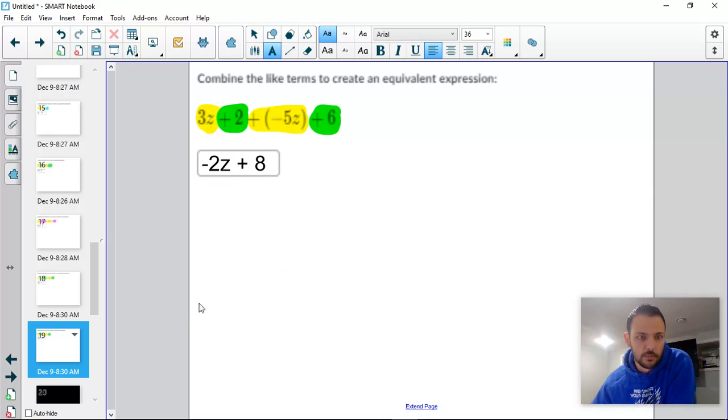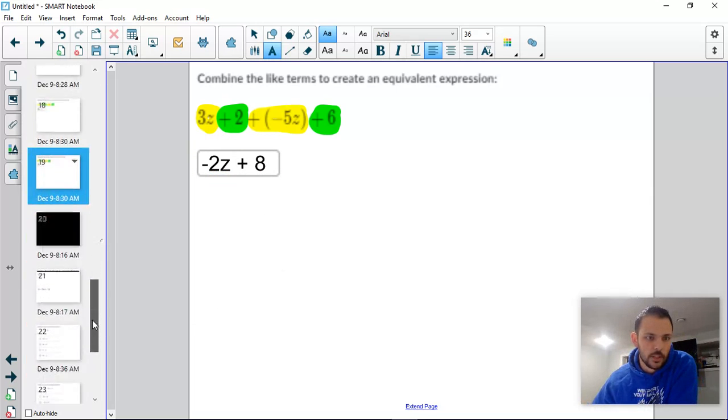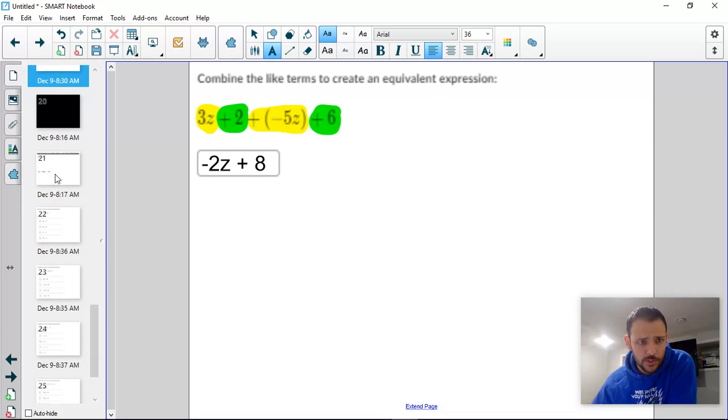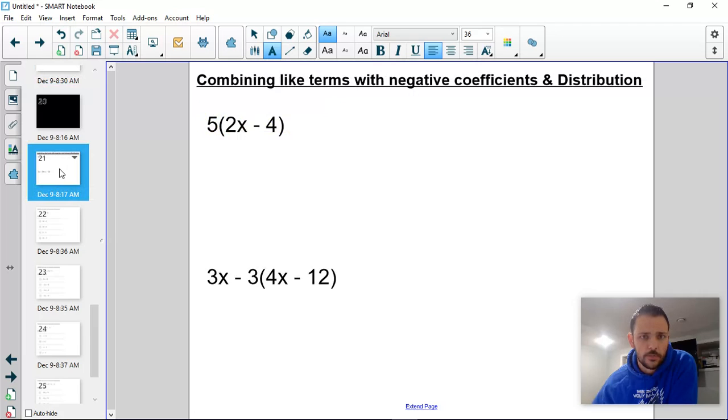All right, so negative 2z plus 8. All right. So this is the first Khan Academy assignment. Should be pretty straightforward. I think that's probably the easier one. The second one we have here is combining like terms. So again, combining like terms, but we're going to add distributive property into it.